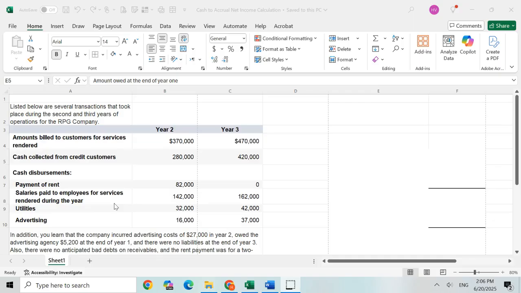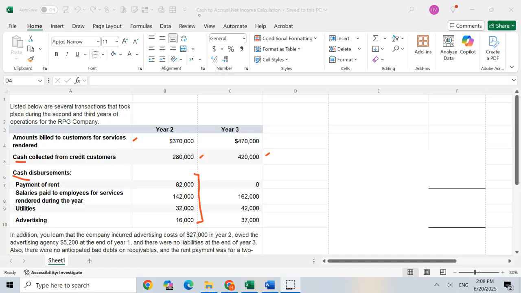In this example, we are given a company with select transactions that occurred in year 2 and year 3. As you can see here, we have some amounts billed to customers in year 2 and 3, some cash collected from customers, and then various expenses that were paid. These are all cash disbursements, cash collections here.